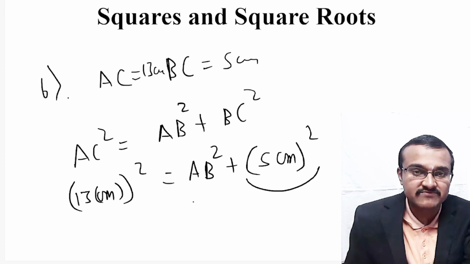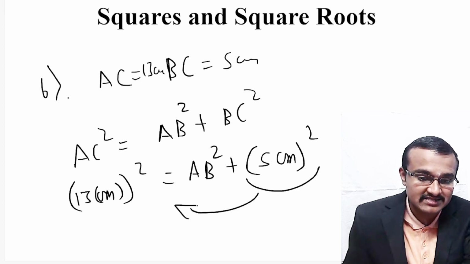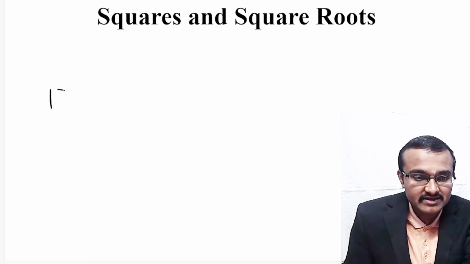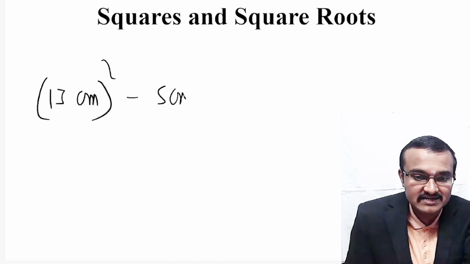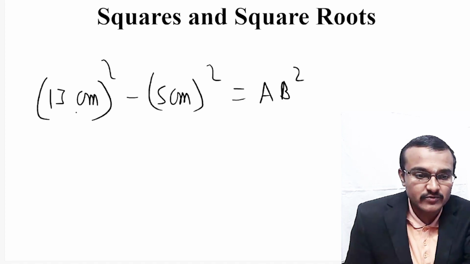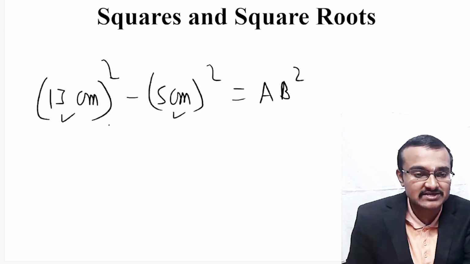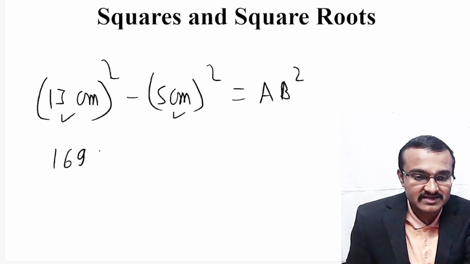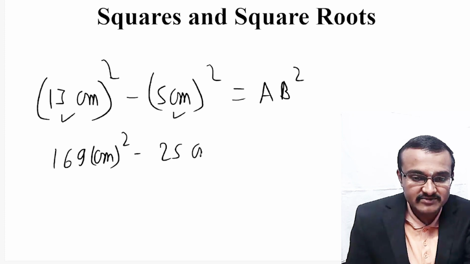We will just take this plus 5 centimeter square to LHS. So it will become 13 centimeter whole square minus 5 centimeter whole square, which is actually equal to AB square. When you do this operation, first you should solve what is inside the bracket. That means you should get rid of the square, and only then perform the subtraction. So 13 into 13 is 169 centimeter square, minus 5 fives are 25 centimeter square.